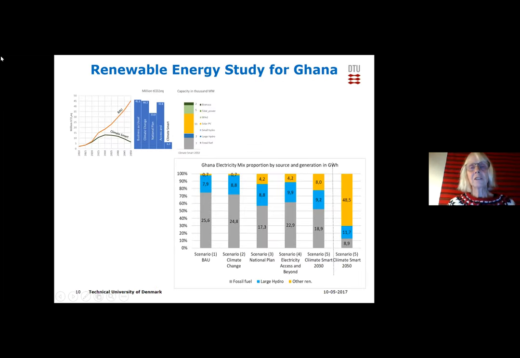Then I will talk a little bit about a study for Ghana, where I have participated, and that goes a little bit more into these renewable energy issues also. Because I think it's very important that more studies very soon would be done for countries like Ghana, because they have some more serious, I would say, sustainable development issues related to energy access, income generation, and these issues.